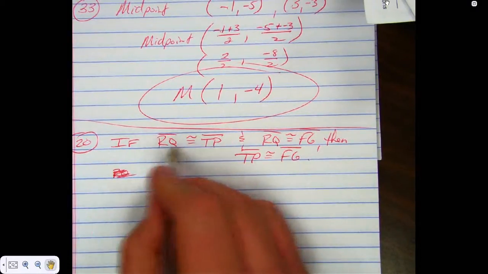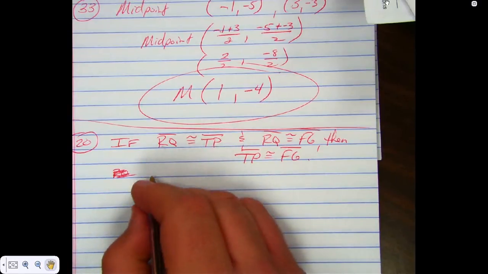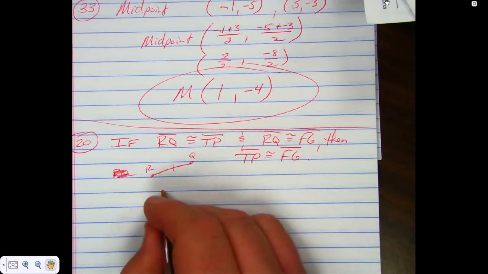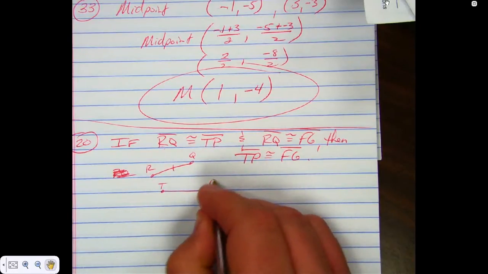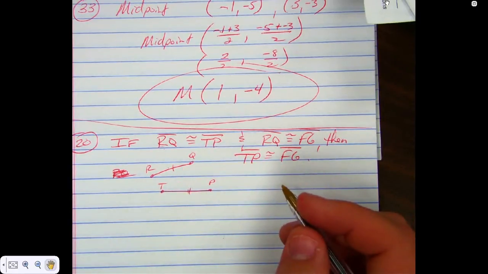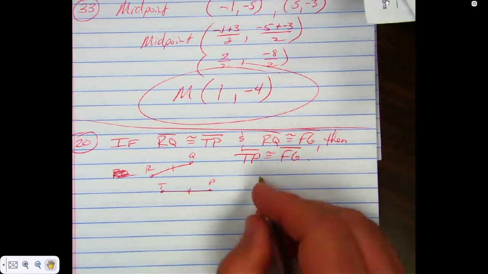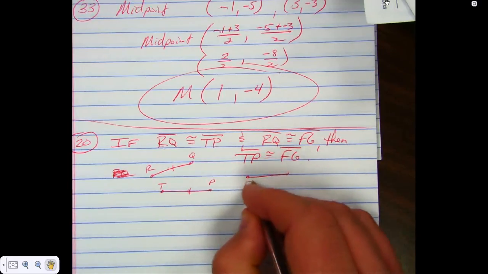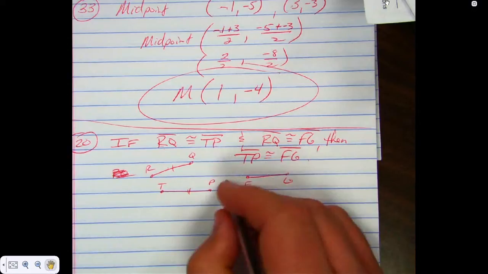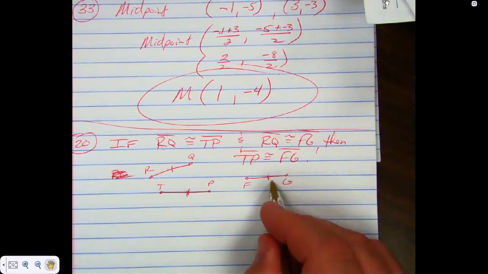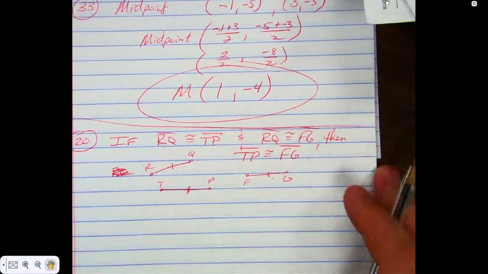RQ is basically the same size as TP. These are things you know are true. So RQ is congruent to TP. Sometimes drawing a picture helps, sometimes it doesn't. This mark means they're congruent, right? But they also say that RQ is congruent to this other segment over here, FG. Then they say TP is congruent to FG.